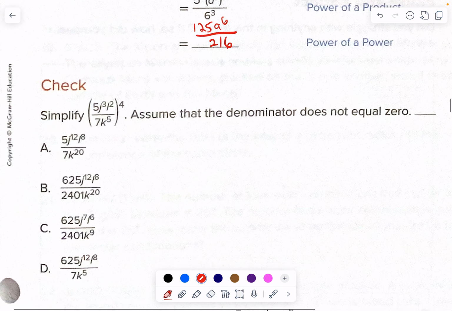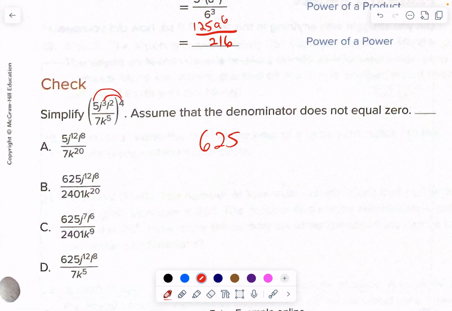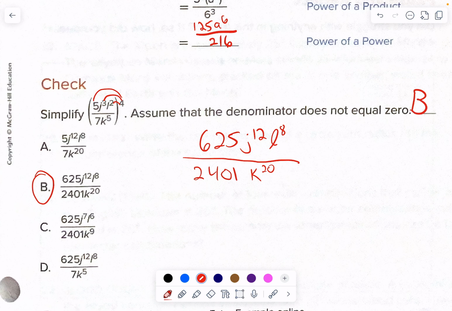So then the check, same thing here. We're going to take 5 to the fourth power, which is 625. J to the third to the fourth power, multiply and get 12. L squared to the fourth power, multiply and get 8, over 7 to the fourth power, 2,401, and k to the fifth to the fourth power, k to the 20. So what we got there, B for the check.